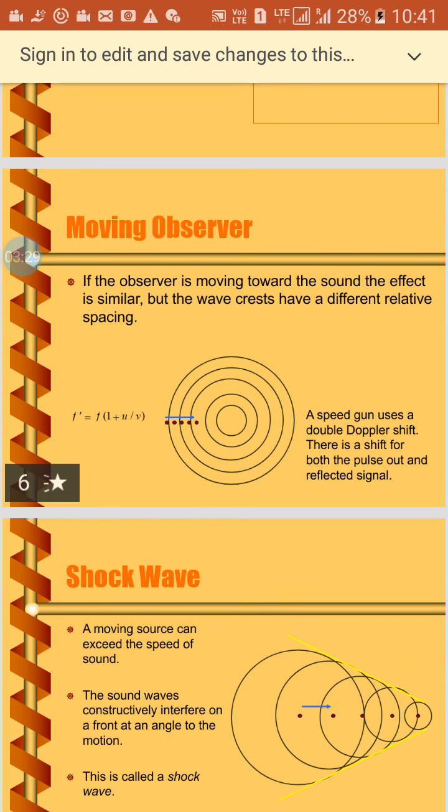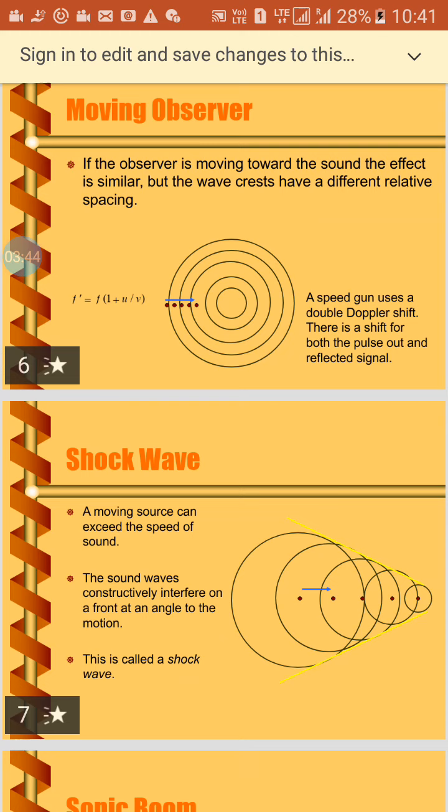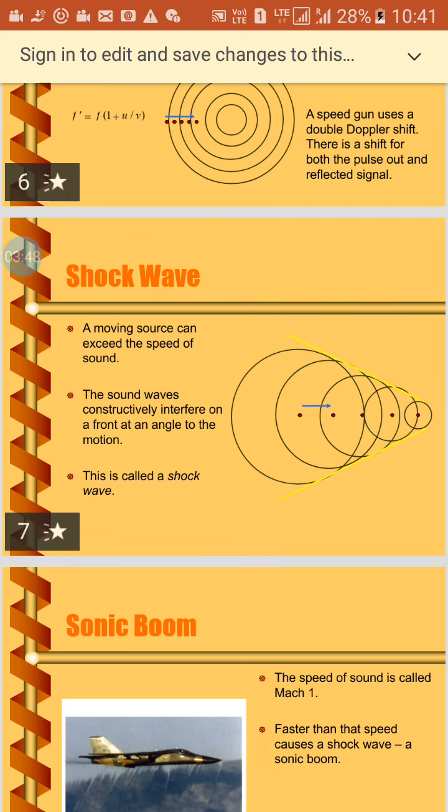Okay, now we have a moving observer. If the observer is moving towards the sound, the effect is similar. The wave creates a different reflective spacing. A speed gun uses the Doppler effect shift. This is a shift for both the pulse sent out and the reflected signal.